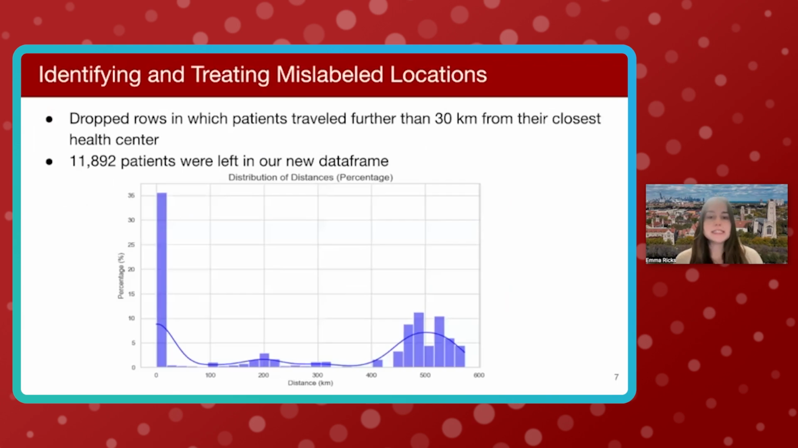This graph shows the distances within Mali before filtering. We filtered the dataset to only include patients who traveled under 30 kilometers from their nearest health center, as traveling up to 600 kilometers certainly isn't accurate. This standard was reached after conversations with our external mentor and research on the feasibility of travel to health centers.